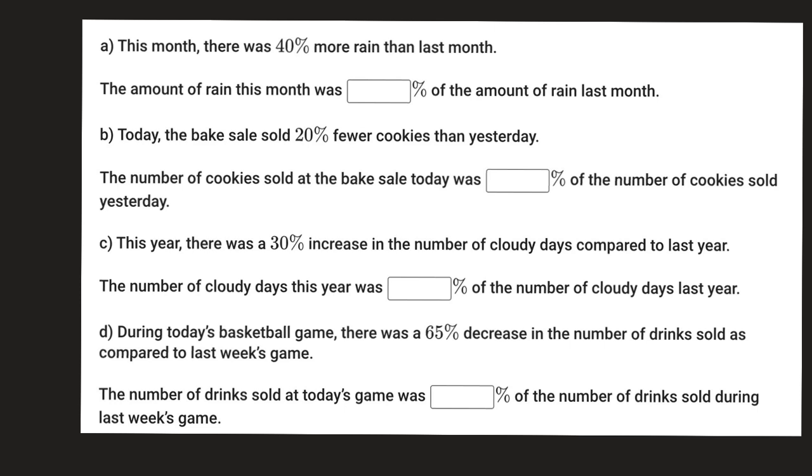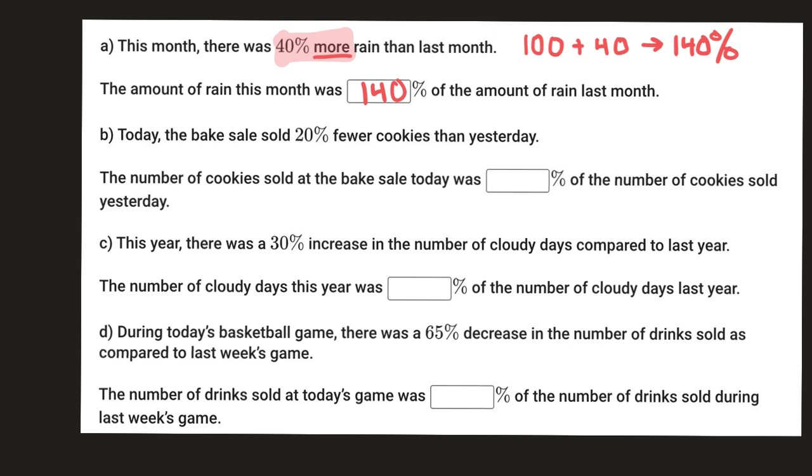It says this month there was 40% more rain than last month. The amount of rain was what percent of the amount of rain last month? Well, we have the word more. That's a very critical word here. So we had 100%, and then this month we are 40% more. So that is 140%. Okay, or 140% of the rain, not increase, but 140% of what we started with last year.